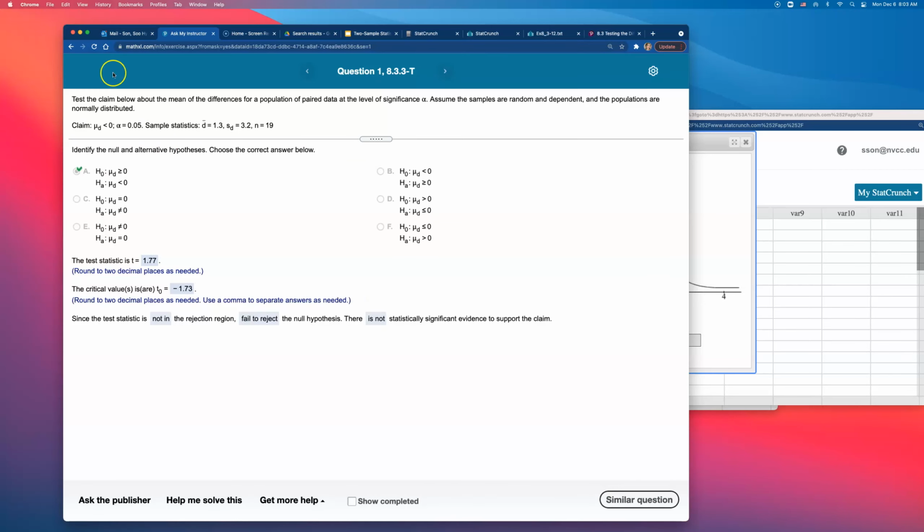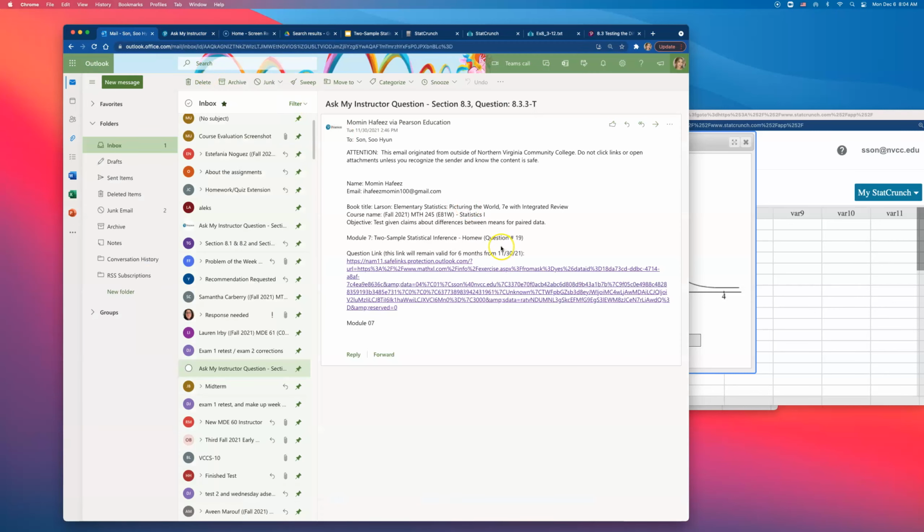And that is how you can do it. Yay, this is the last one, I'm done. So that was question number 19 on Module 7 homework.